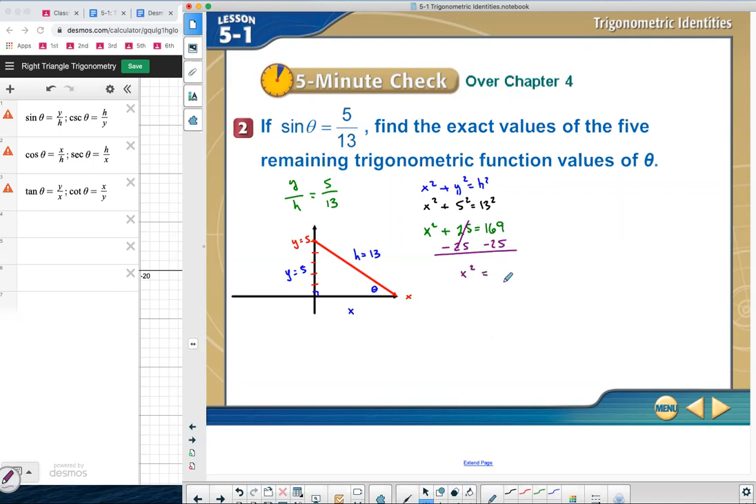And so x squared would equal 144. And then again, we take the square root. And this time, since this is not a real diagram, we should have plus or minus, because my diagram might not be accurate. Maybe this triangle should go left. We don't know that. So it should be plus or minus 12.